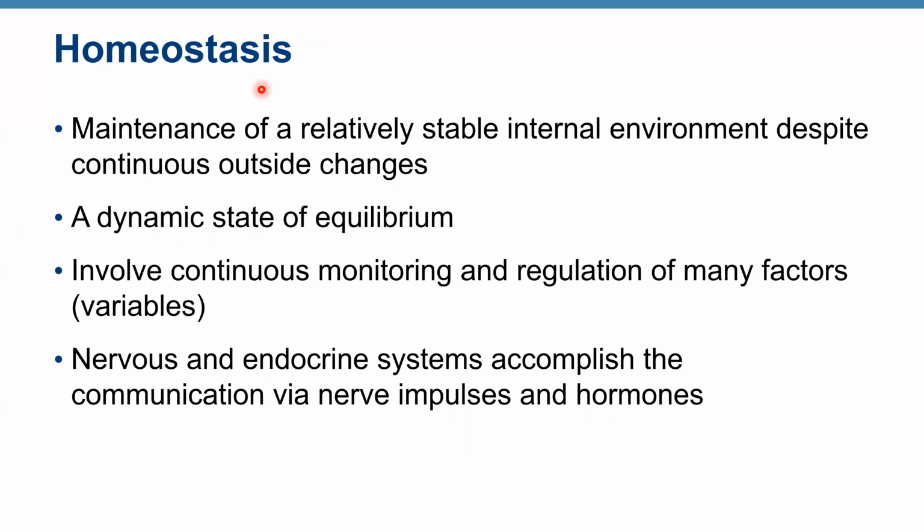Homeostasis involves continuous monitoring and regulation of many factors that we call variables. The two major systems that are responsible for your homeostasis are the nervous system and endocrine system. We call those systems of control. But of course, the nervous and endocrine systems can do nothing without your muscle system, without your excretory system, your urinary system, your cardiovascular system. But those are systems that monitor and control your other body systems and give them instructions on how to keep this homeostasis.